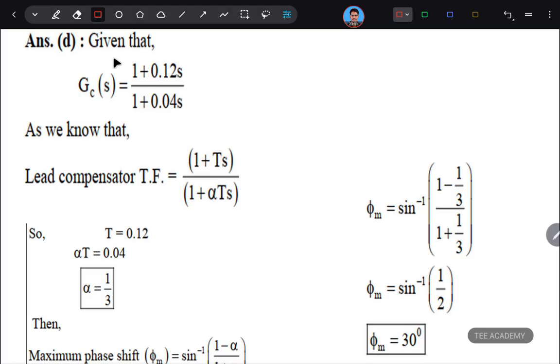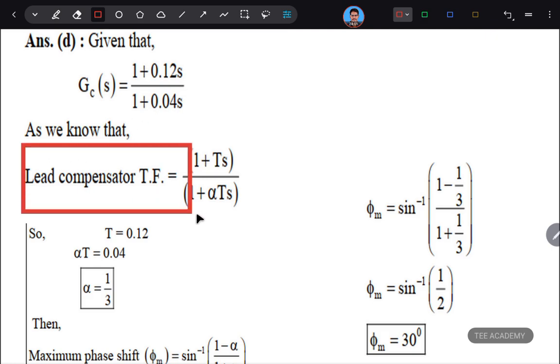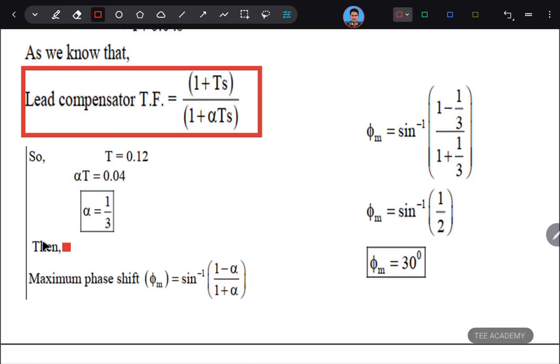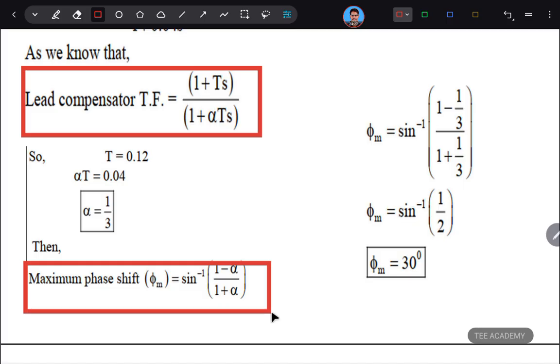Here I have taken Gc(s) is equal to (1 plus 0.12s) divided by (1 plus 0.04s). For a lead compensator, the transfer function is as follows: (1 plus Ts) divided by (1 plus alpha Ts). By comparing these two equations, T is 0.12 and alpha T is 0.04. From this, alpha is equal to 1 by 3. Now, what did they ask for? They asked for the maximum phase shift. So for the maximum phase shift, the formula is like this.